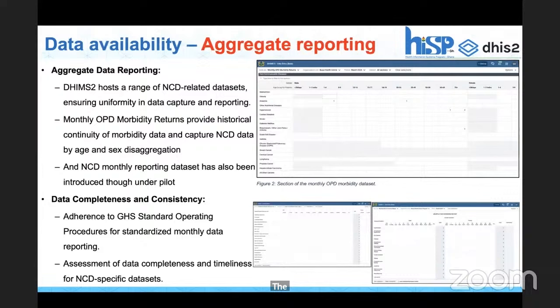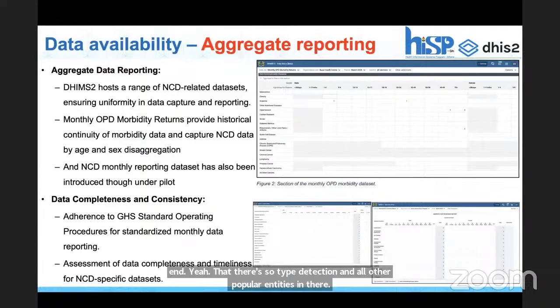When it comes to that, the national HMIS had a host of data sets that contained NCD data. Notably, it's what they call the monthly OPD morbidity returns that records new cases of all diseases that are diagnosed at OPD level. And so they have a data set that is submitted on a monthly basis by every facility into the national HMIS, with a section on non-communicable diseases, as you can see on the inset here, that deals with hypertension and all other popular NCDs in there.